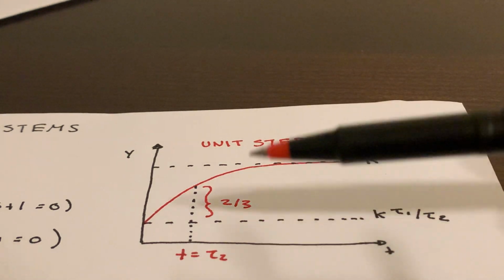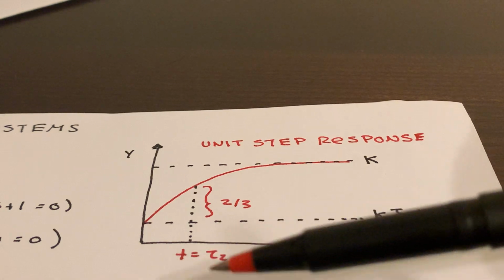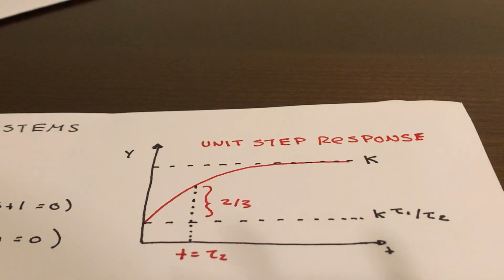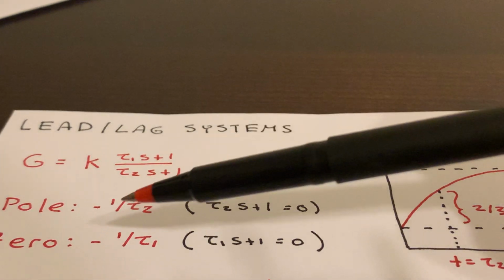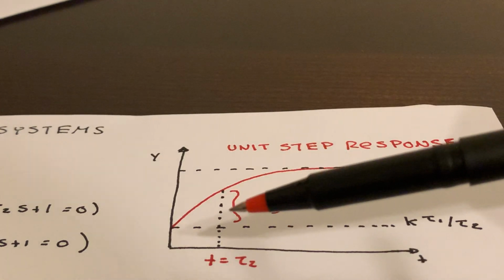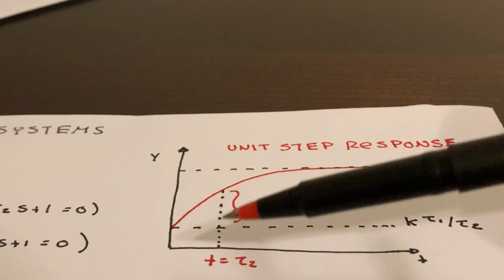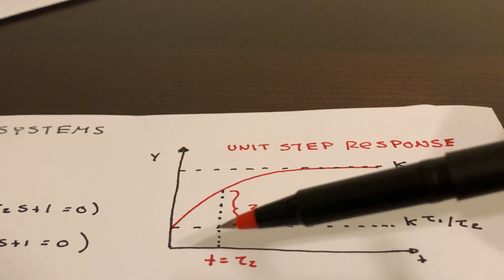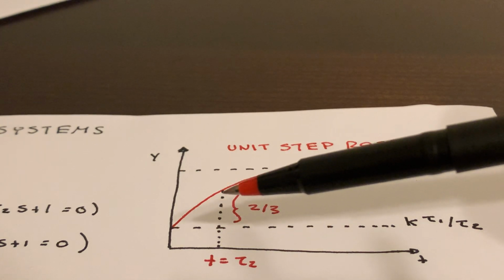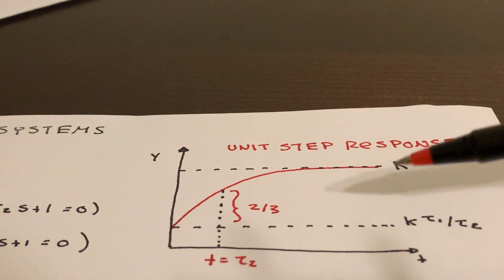Because it's a first order system, we also know that at time equals the time constant of the system, tau 2, which is the one in the denominator, we'll get 2/3 of the way towards the steady state. So in this case, it's 2/3 of the distance between the initial condition and the final condition.